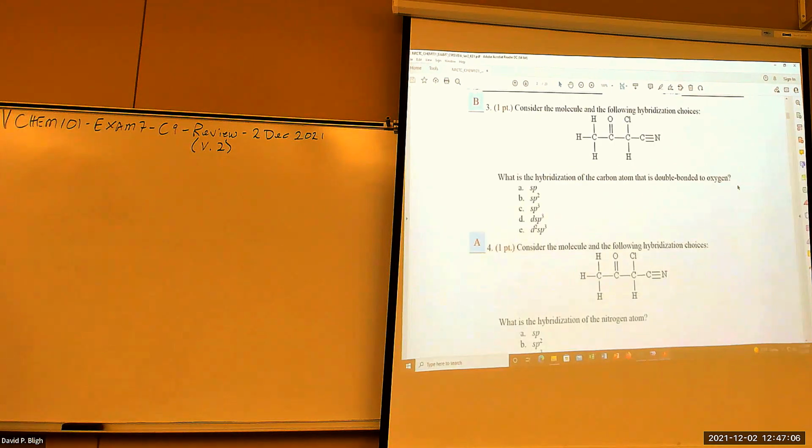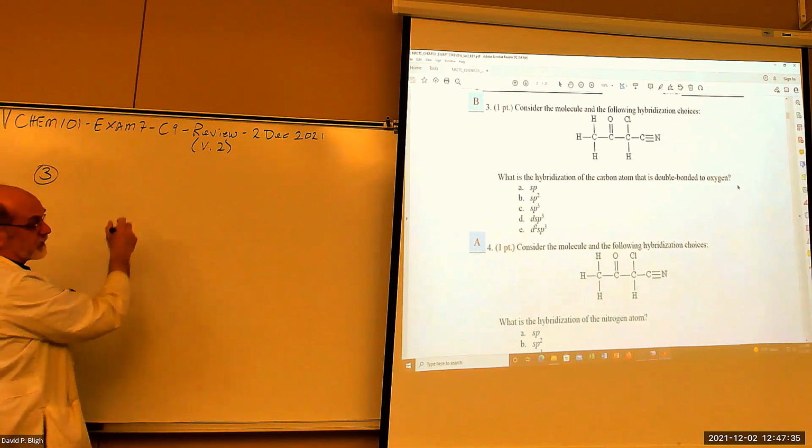All right, let's see. I'm going to tackle 3. Yes, let's look at 3. Okay, consider the molecule following hybridization choices. What is the hybridization of the carbon atom that's double bonded to oxygen? There are several of these in sequence. This is a question about that structure. This is a question about the same structure. So I'm going to put the structure up here once, and we'll talk about it.